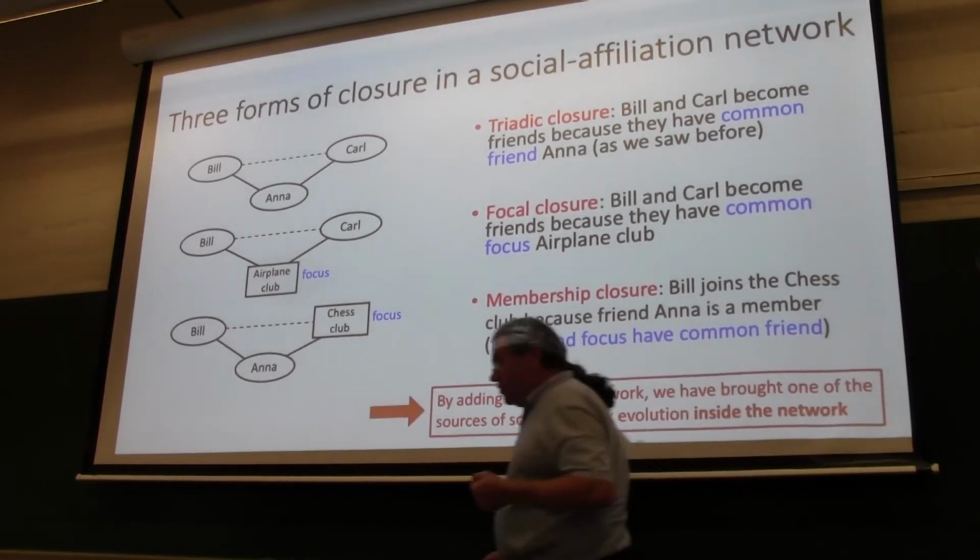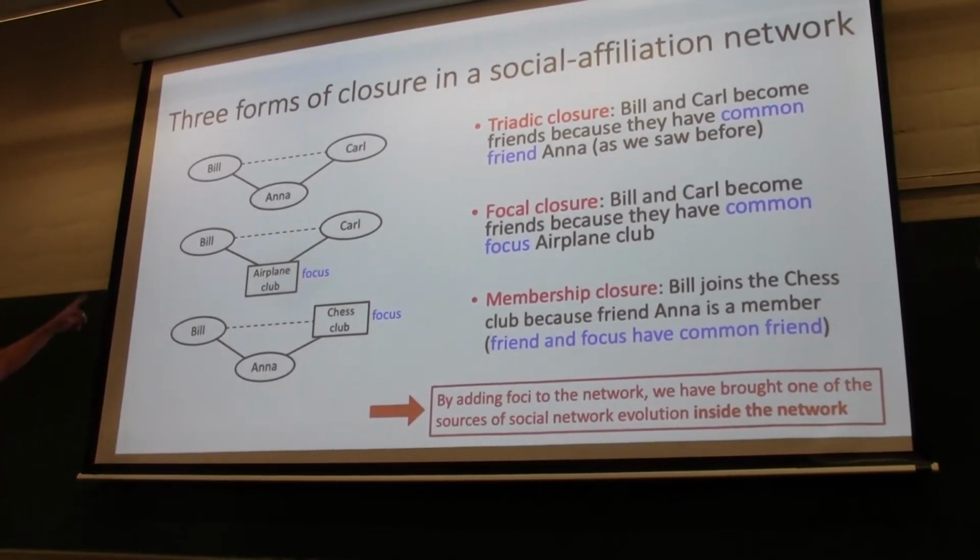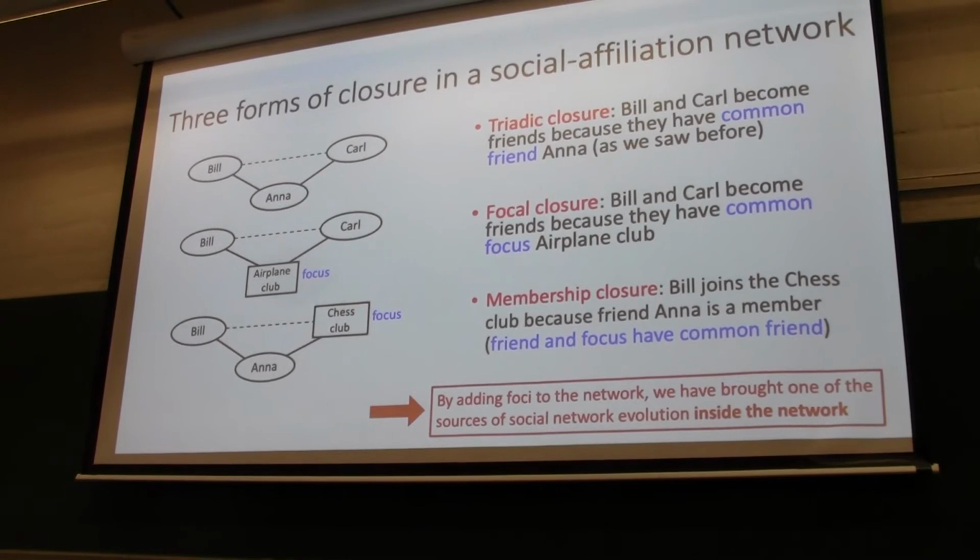So these are the different kinds of possibilities that you can have. The top one is what we saw last week, triadic closure. So Bill is friends with Anna, Carl is friends with Anna, so Bill and Carl, maybe they become friends, okay? Because they have a common friend, Anna. That's the same as what I called strong triadic closure last week.